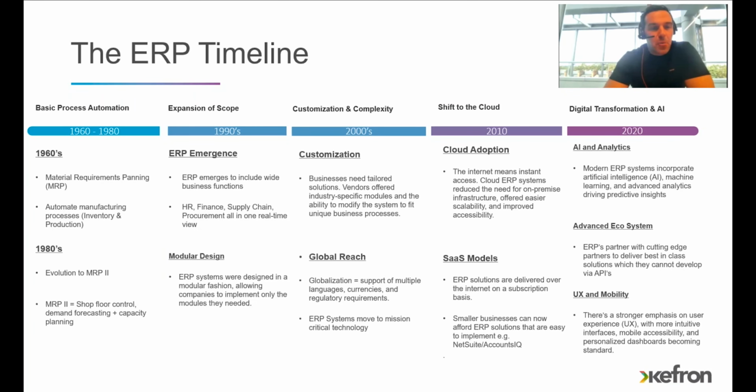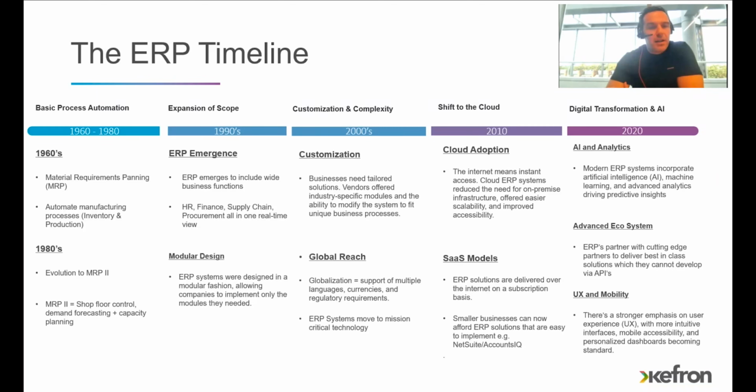The expansion of scope came in the 1990s with the emergence of the ERP system. The ERP system effectively emerged to include wider business functions. The expansion of scope included business functions that we all know and love today: HR, finance, supply chain, and procurement. The ultimate goal of the ERP system in the 1990s and now in 2024 is to ideally give one real-time view of an organization, from your HR function to your procurement function.